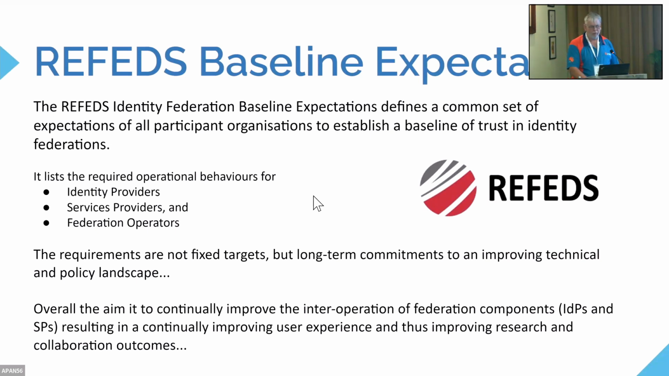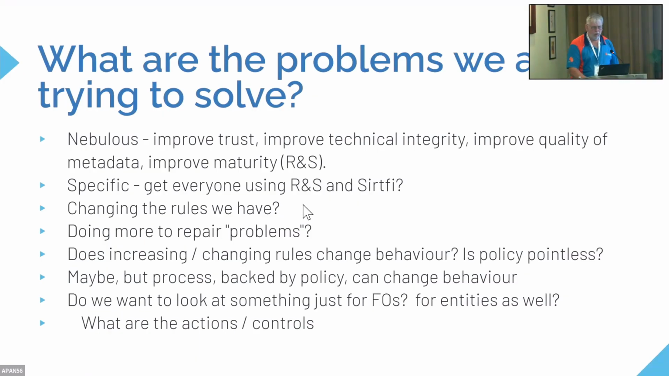federation has failed them. And this is what baseline expectations is trying to improve, just so that researchers aren't bothered by the technology getting in their way. They can just get in and do their stuff. And some of it's very important stuff that they do. So the problems we're trying to solve, it's nebulous. It's improving trust, improving technical integrity, improving quality of metadata, and improving maturity.